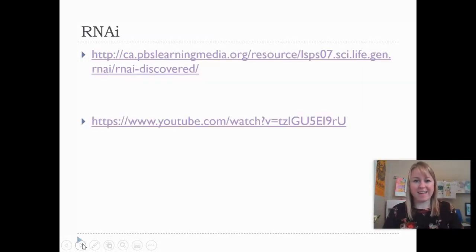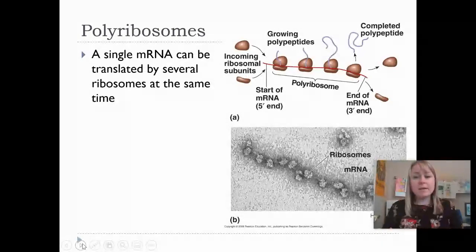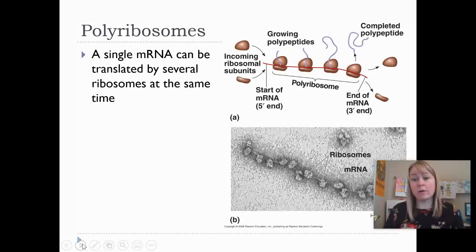I talked more about RNAi in class, but there's a couple links to some videos to watch about that. Because once the protein is released, that RNA gets chopped up. That's one of RNAi's jobs, is to chop up any mRNA that needs to be recycled. There is also the idea that there are a lot of ribosomes that can work on the same mRNA strand at the same time. So you can make a lot of proteins, or a lot of amino acid chains, all using the same mRNA transcript. So that's what's being shown in that picture.